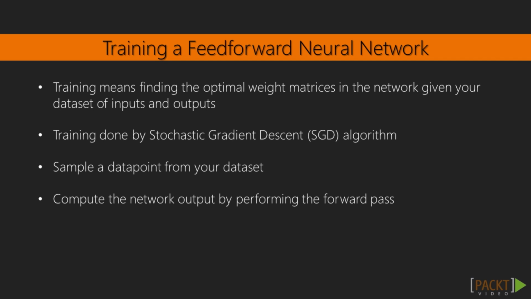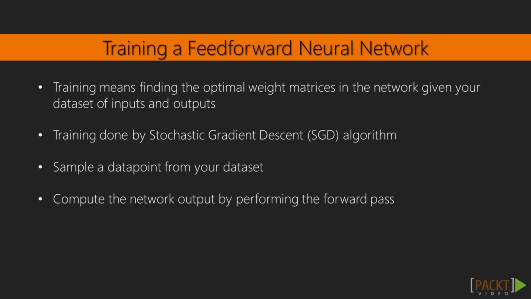Now that we know how the forward pass works, the next problem is how to learn the required weight matrices. This is what is done in the training phase. There are many ways to train feed-forward neural networks. Perhaps the most common and effective method is stochastic gradient descent. The general stochastic gradient descent procedure is the following.